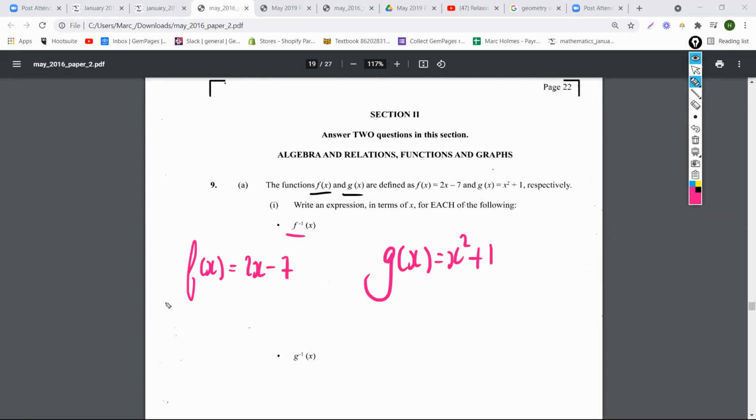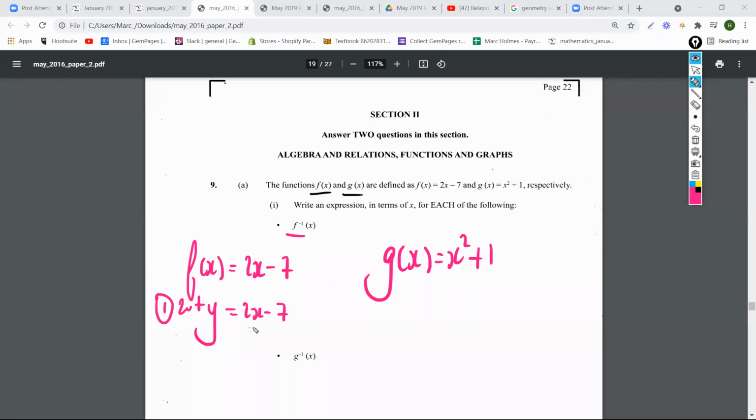That's really easy. Remember the first step to find the inverse, guys. Let y equal 2x minus 7. That's the first step. Let y equal the f of x. So the first step is let y equal the f of x. That's how you find the inverse.